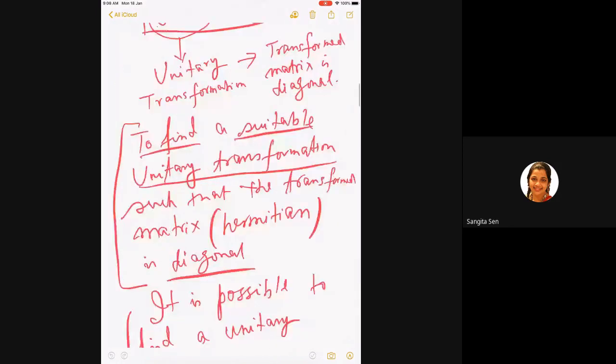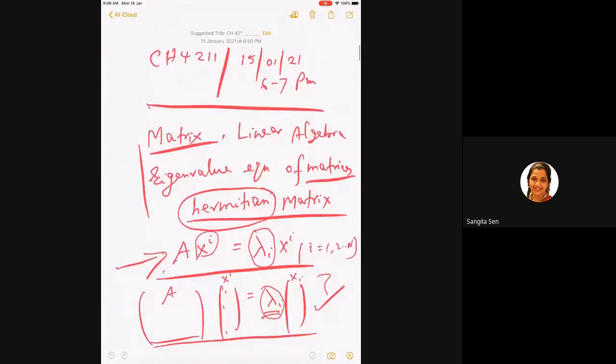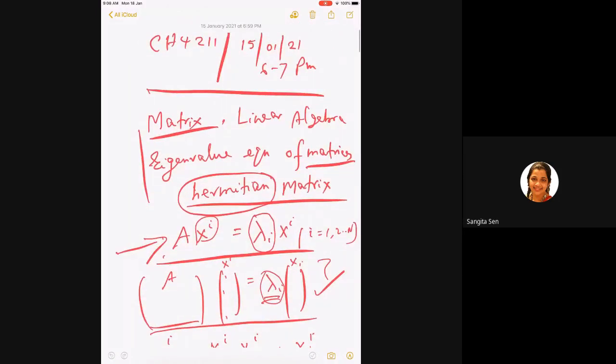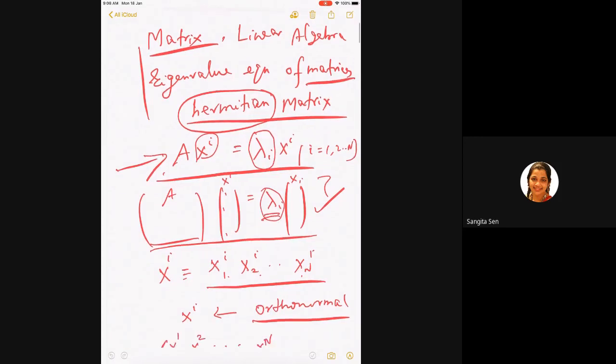In the last class, of course, we did the necessary matrix algebra, so I thought I'll quickly revise as I normally do. That essentially is a class of matrices, linear algebra. We did the eigenvalue equation of matrices. In particular, we talked of Hermitian matrices, for which the eigenvectors can be chosen to be orthonormal to each other, and the eigenvalues will be real.